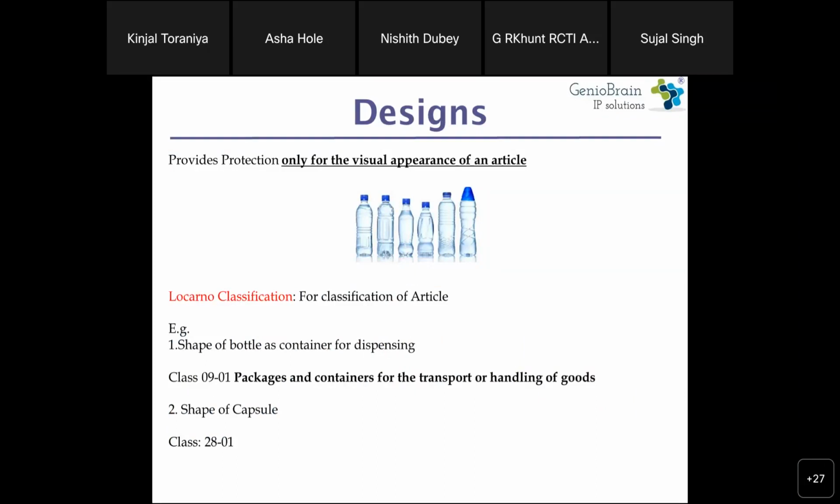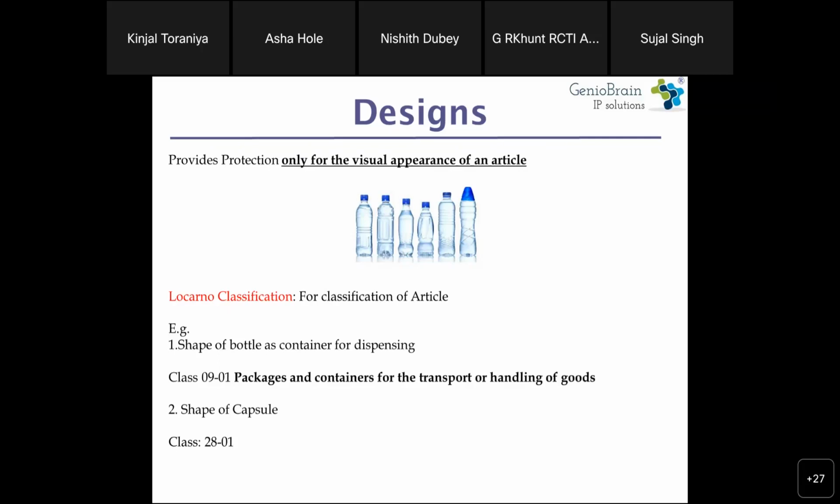Here I have given examples of different bottles. The working of bottles is not at all important for filing a design application. Only visual appearance, size, shape and texture are important. Similarly, if any scientist or entrepreneur develops a new device, its working is protected through a patent, and its visual appearance, box packing, shape and size are protected through a design. Design is valid for 10 years and can be renewed for 5 years. A patent is valid for 20 years.